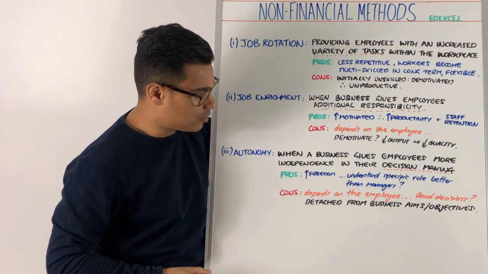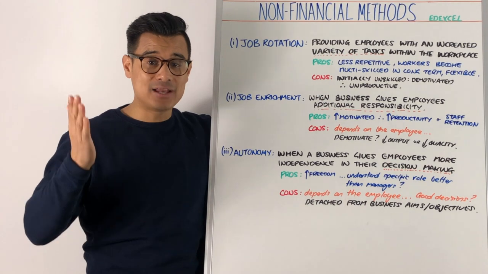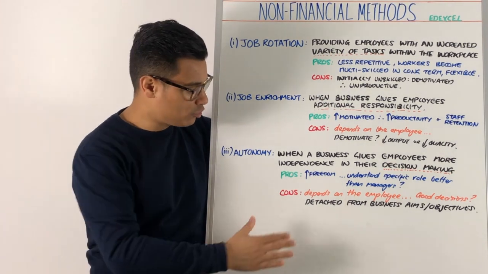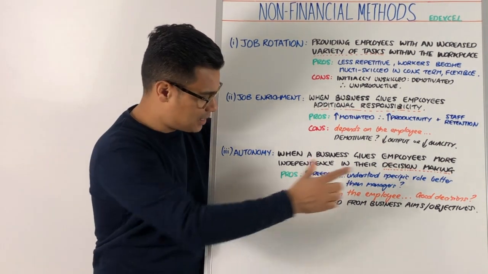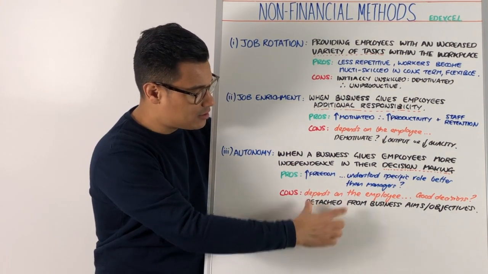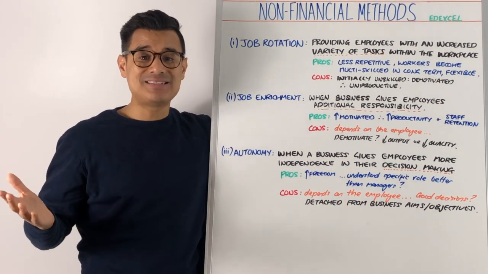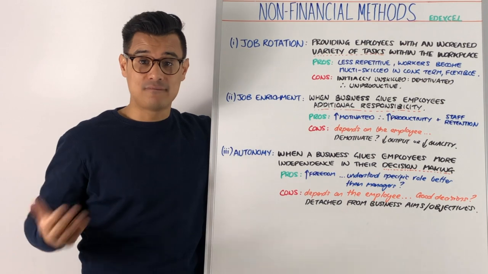However, this can be a problem because it again depends on the employees. Are they able to make good decisions? And also, it's natural that if you give decision-making or autonomy in the hands of the individual workers, that their aims and objectives might become detached from the business's aims and objectives, and that could cause conflicts in the future.